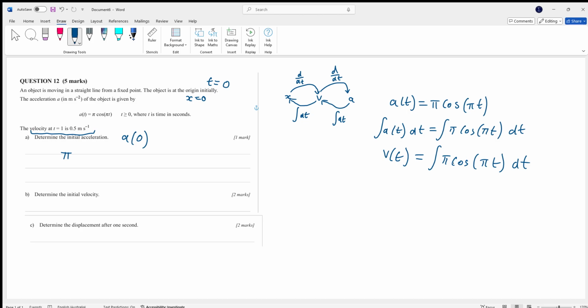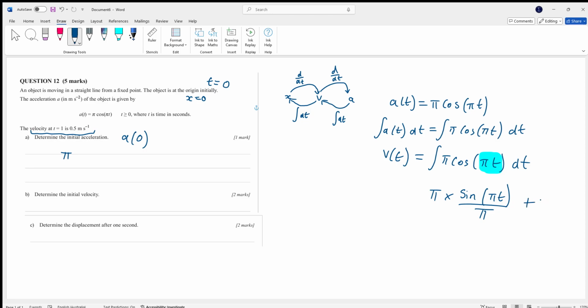So here, what we've got to do is integrate this. Now, when you integrate this, you need to divide by the derivative of the inside function. So here, I'm going to have the pi still, because that's the constant. When I integrate cos, that will turn back into sine. So it's going to be times by sine pi t. However, you need to divide by the derivative of the inside function. So the derivative of pi t with respect to t is just pi, okay?